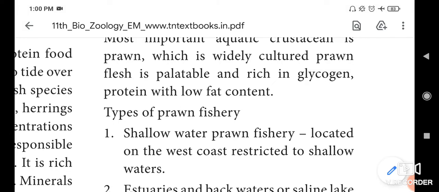Morning students, today we see about the prawn culture. Okay, 11th standard zoology, 12th unit prawn culture.